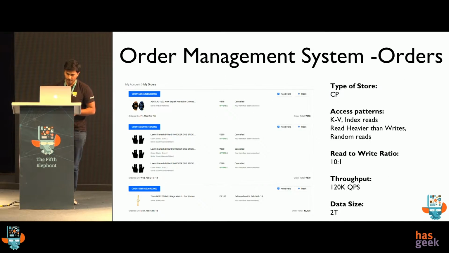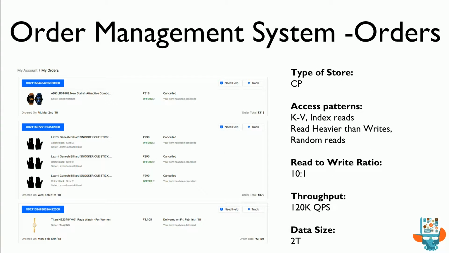The last system I wanted to introduce you to is the order management system. So once you place an order, this is a system that manages your order. The screenshot you see here is your My Orders screen. When you log on to Flipkart, you open up your account, you see all your orders. Even when you make a purchase, the first screen you see after you purchase, which is saying your order is confirmed, that's again from this system. So largely, the type of store which powers such an experience has to be a CP store. We cannot afford to be inconsistent in the order representation to a customer. The access pattern again here is key value, where the primary access pattern usually is based on your order ID.